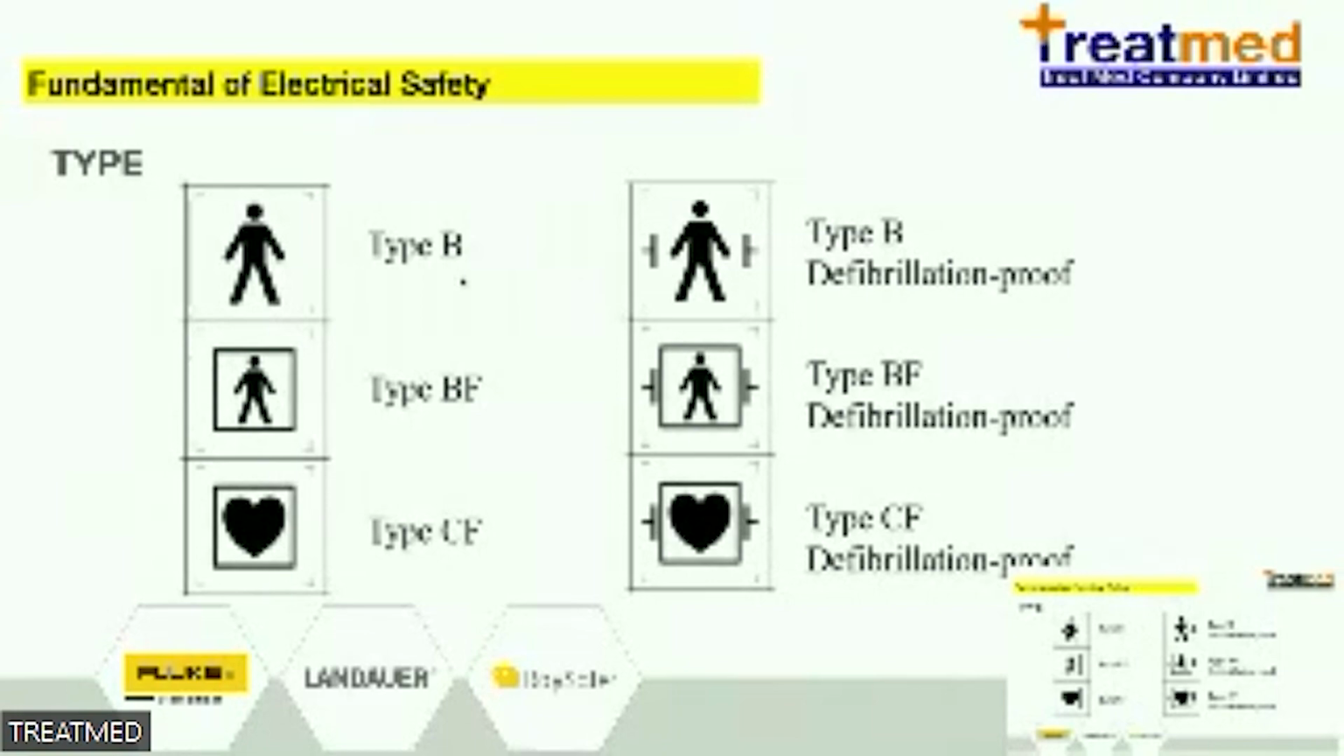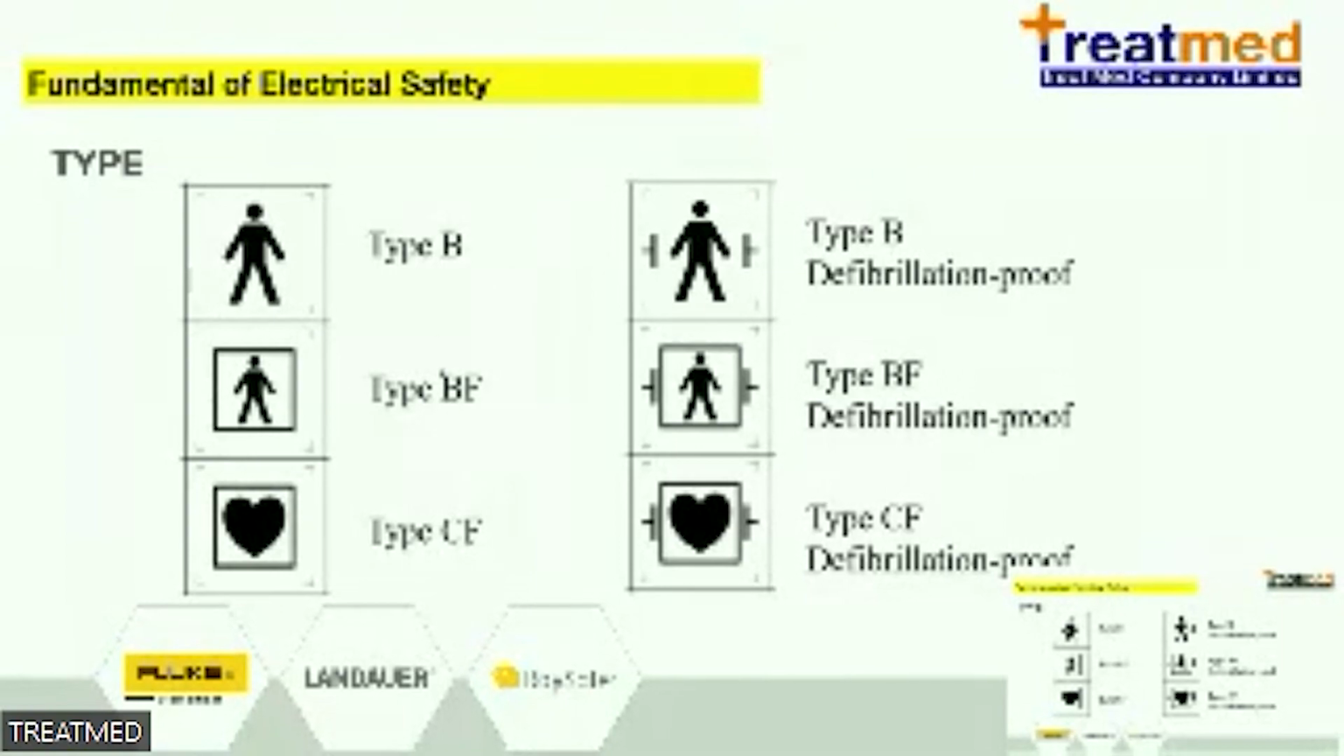The left side and right side are the same, but they differ especially in the symbol in the picture. Okay, for the B type, B is body. The applied part can be attached to the human, the patient, and when there is an electrical shock, it is not dangerous for the patient.